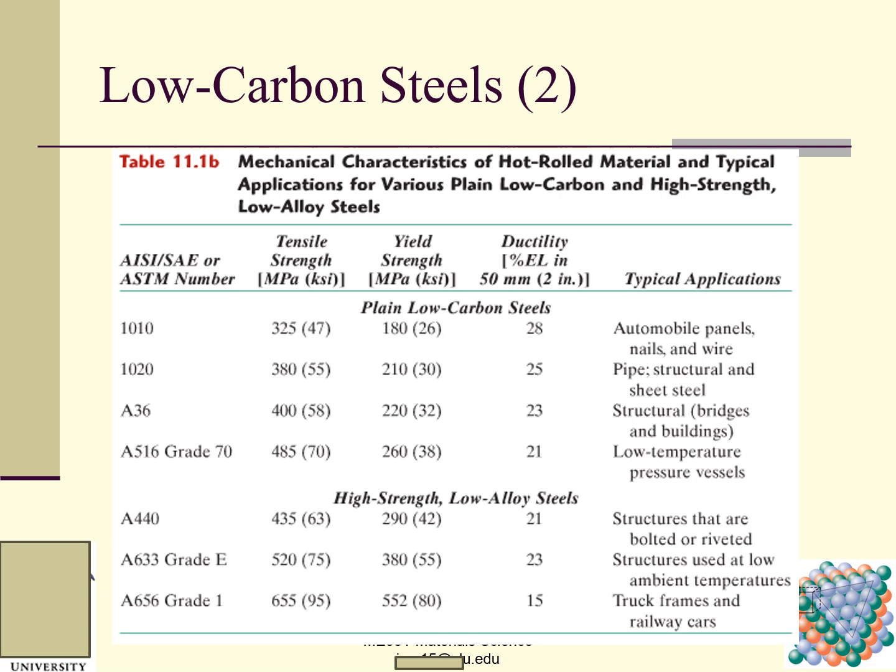By the way, I want to say this 1010: these are automobile panels, and also nails and wire, and they are being used for these applications. For high strength low alloy steel, whenever you see this A, it means austenite. We have different tensile strengths, yield strengths, along with ductility, and also these are typical engineering applications.